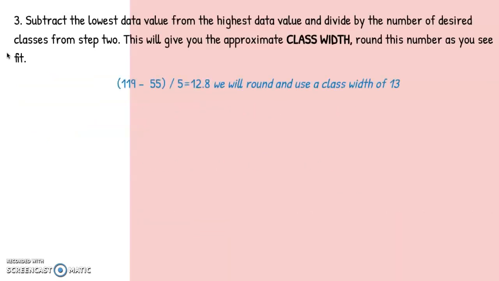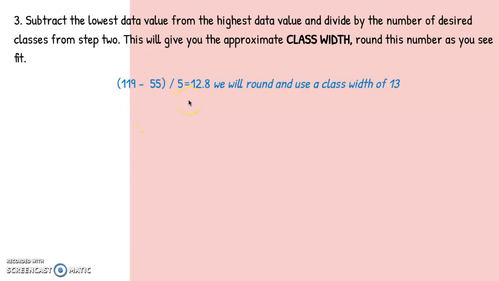The third step is to find the class width, and to do that we subtract the lowest data value from the highest data value and divide by the number of desired classes. This gives us an approximate class width, and then we just round as we see fit, being careful not to round down because that might eliminate some of our data values.